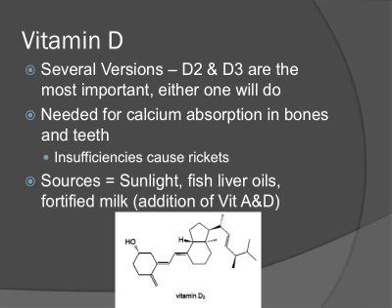But you can also get it in fish liver oils, and since it is such an important vitamin, they've actually started adding it in milk, and so it's called fortified milk. This basically has an addition of both vitamin A and vitamin D to make sure that children get plenty of it so that their bones are going to grow the way that they are supposed to.